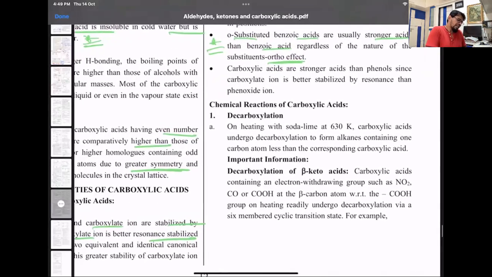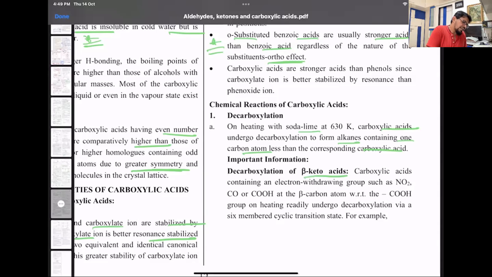Decarboxylation: on heating with soda lime, carboxylic acids will give alkanes containing 1 carbon less than the acid. So if I have acetic acid, CH3COOH, I will get nothing but methane. That way, in decarboxylation, 1 carbon will go as CO2.